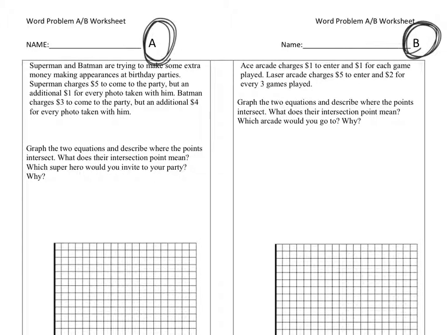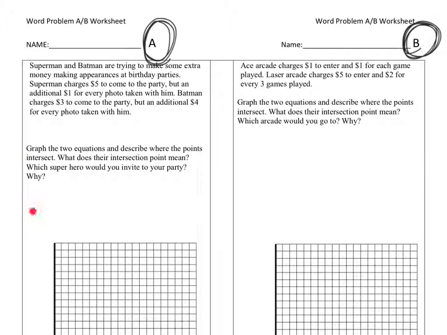When you finish, and it should take you no more than 5 minutes, you're going to fold the paper the other way so that only A is showing. Now, once only A is showing, it is time for partner A to hold the pen or pencil, and partner B will take the lead.